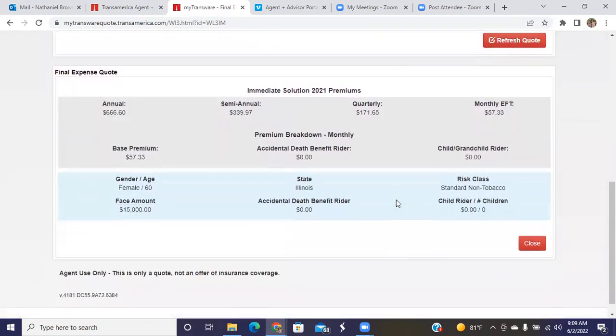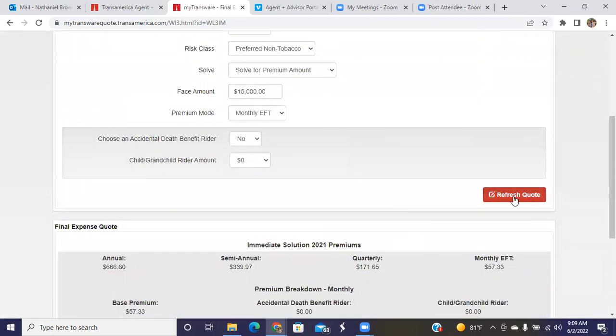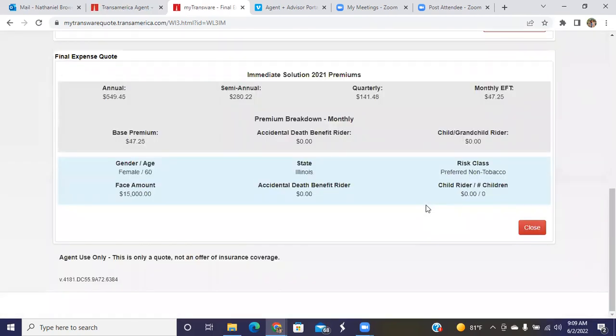So here we go. You refresh the quote or click get the quote, and it pops up right here. We see annual is 549, semi-annual 280, quarterly 141, and monthly 47.25. Does anybody have another quote up?